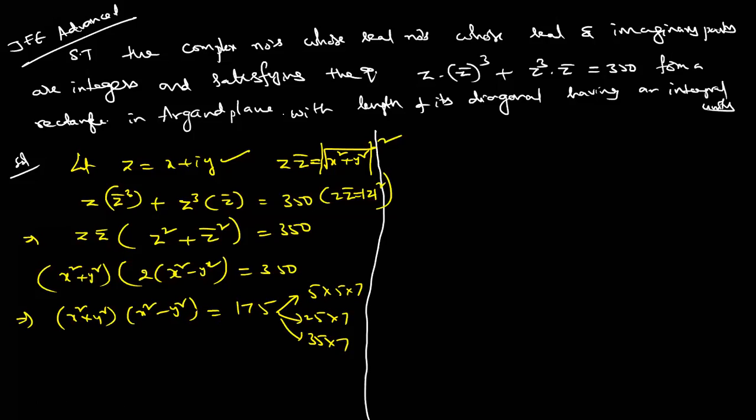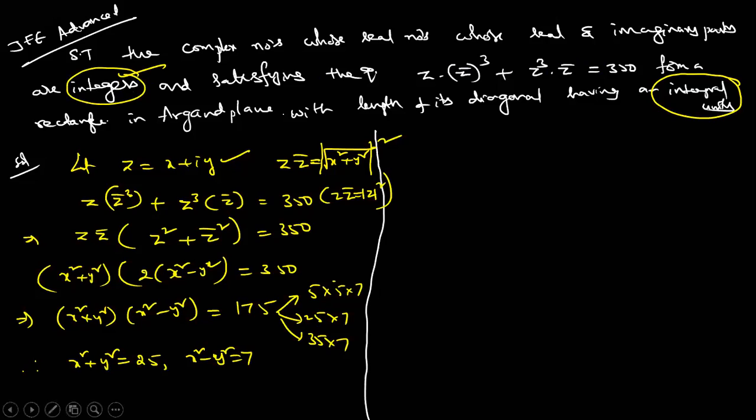So among these cases here, how many cases are there? 1, 2, 3. Okay. We are getting different cases. But what is the condition given? Integral units. Real part and imaginary part must be integers only. Which case is coming? That means only x square plus y square, the positive, the biggest number, 25, and x square minus y square is equal to 7. Rest of the cases are not possible.